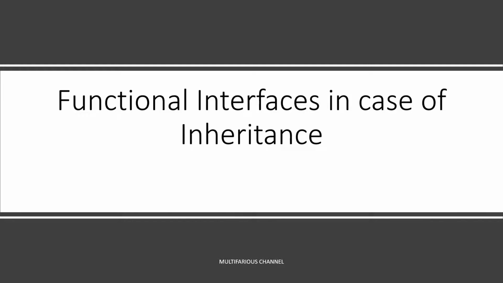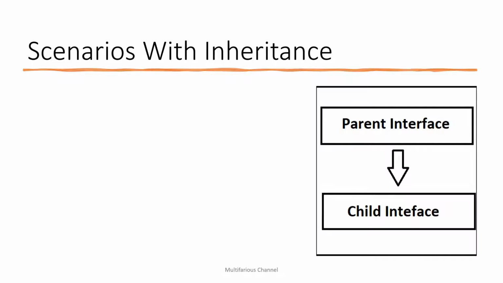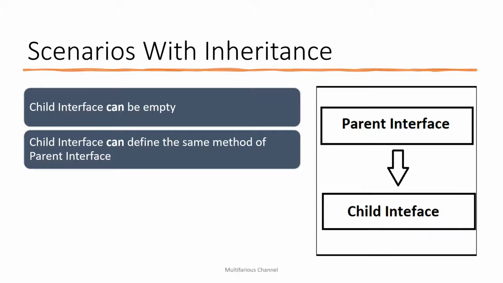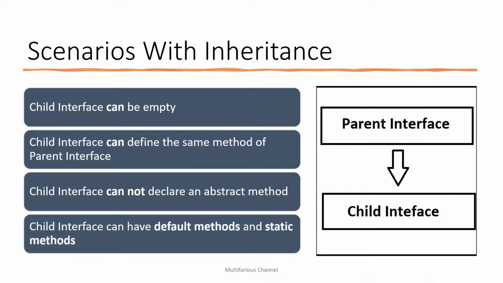Now, let us look at functional interface in case of inheritance. Let's imagine that we have two interfaces, a parent interface and a child interface, where the child interface is extending the parent interface. Here are some of the scenarios that we will encounter in case of inheritance. Child interface can be empty because it is inheriting the abstract method from the parent interface. Child interface can define the same method with the same signature as that of the parent, because the child will override the method that is declared in the parent interface. Child interface cannot declare another abstract method, that is, it already has a method which it has extended from the parent interface. Child interface can have default and static methods.